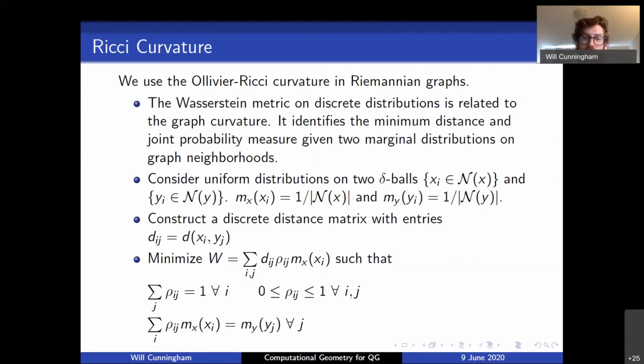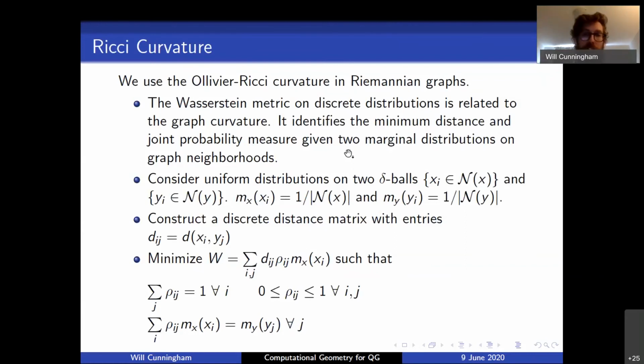If you consider, for instance, some uniform distribution on the nearest neighbors of a particular point, and another uniform distribution on the nearest neighbors of a separate point in your graph, then you have two discrete distributions. This metric is going to tell you the cost of parallel transport of these distributions across the graph. This will be based on the graph distances and also the graph structure.